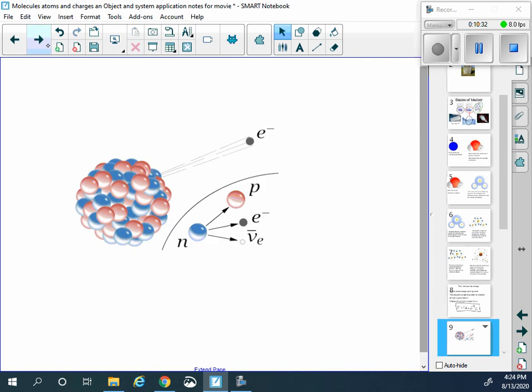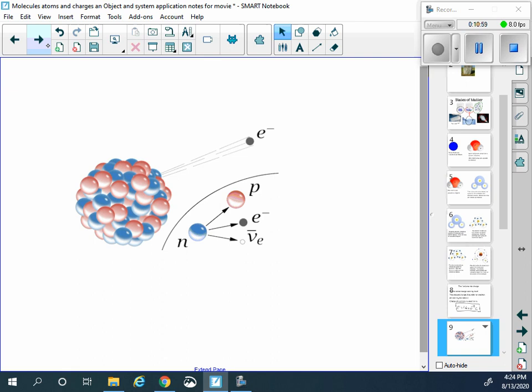When we take a look at the nucleus, we see that sometimes the nucleus can do very weird things. We have things that are called nuclear reactions. The nucleus itself can change. One of the weirdest things that we see is radiation, specifically something called beta radiation. Beta radiation is when a nucleus will either absorb an electron or, even more weird, shoot an electron out.